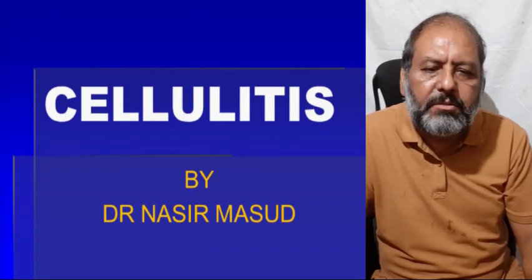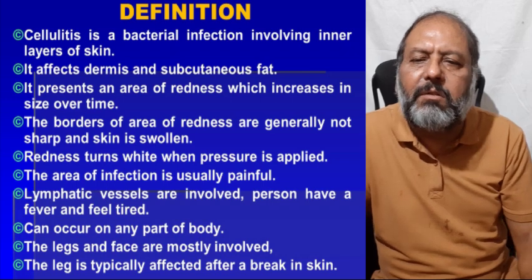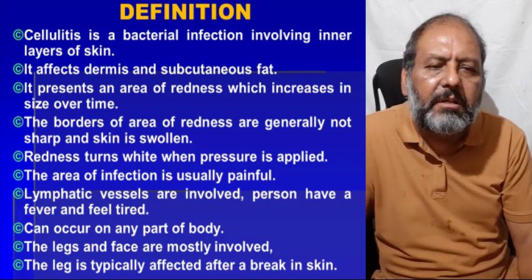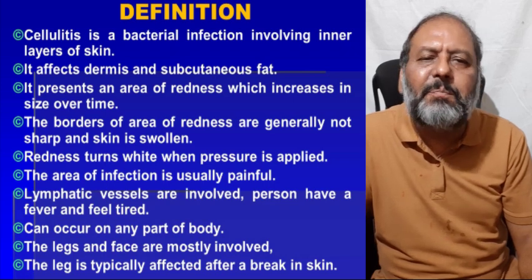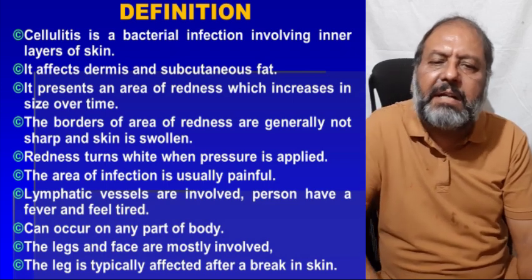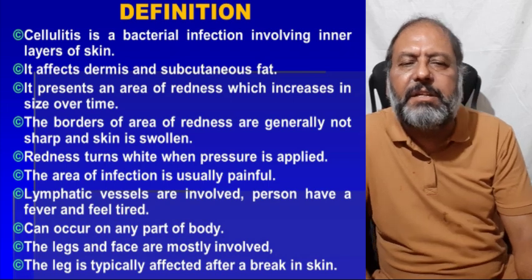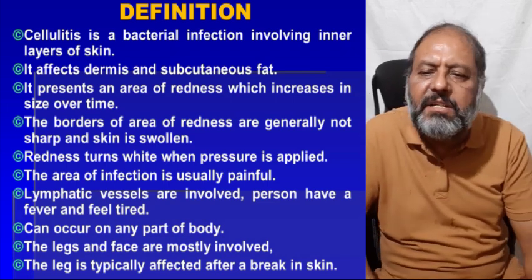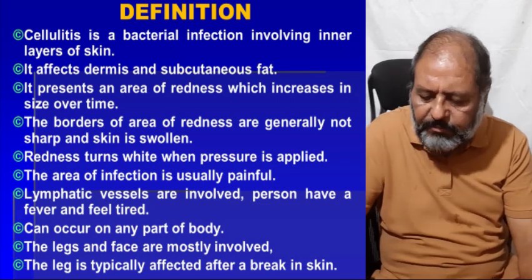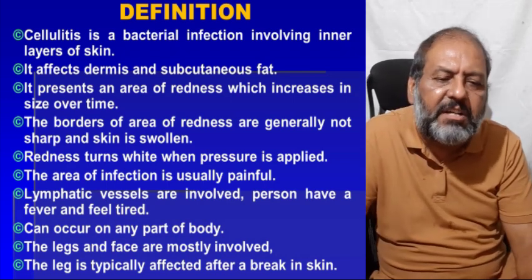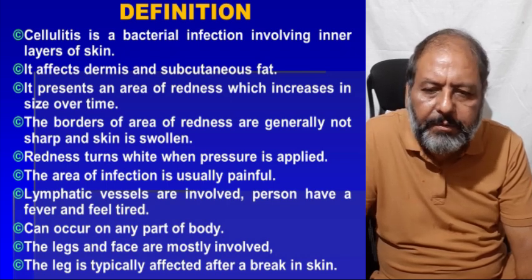The topic of today is cellulitis. By definition, cellulitis is a bacterial infection involving the inner layers of the skin or the deeper layer of the skin. It affects the dermis and subcutaneous tissue. It presents as an area of redness which increases in size over time if not treated. The borders of the area of redness are generally not very sharp and the skin is swollen.